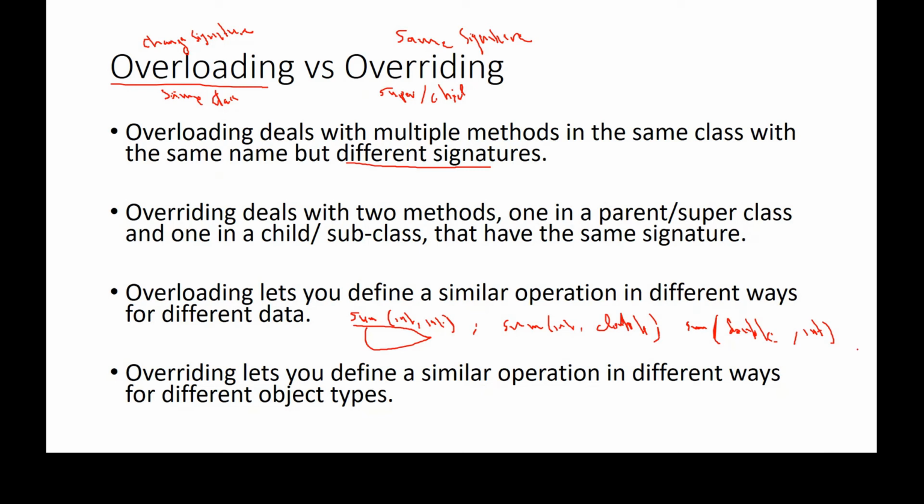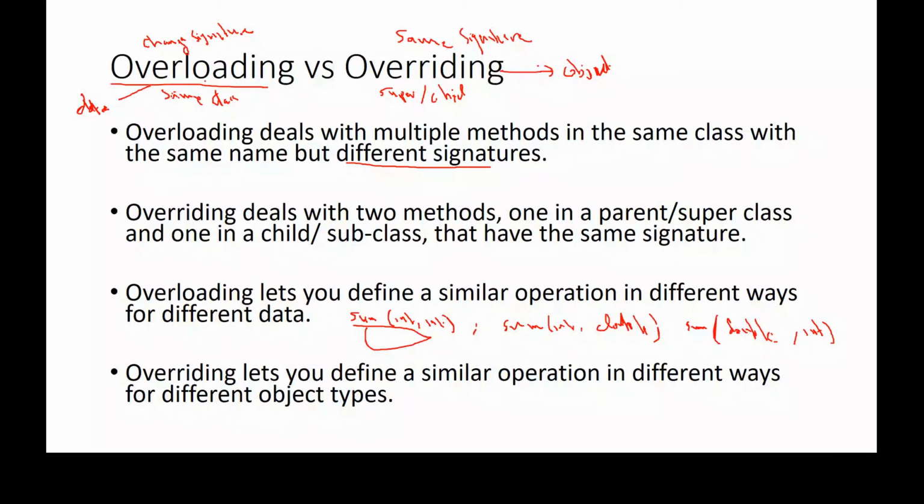Overriding is the same operation, but in a different way. Now, overloading is different data. It depends on the data. Overriding depends on the object, because they are in different classes. They both have different operations, either overloading or overriding.